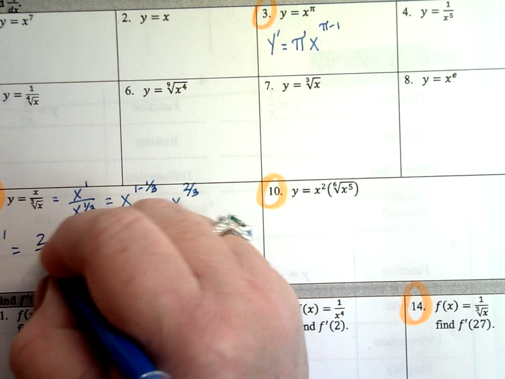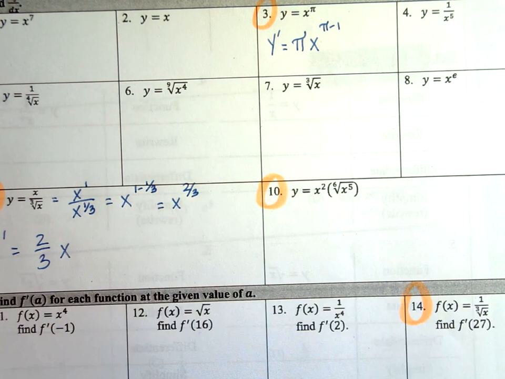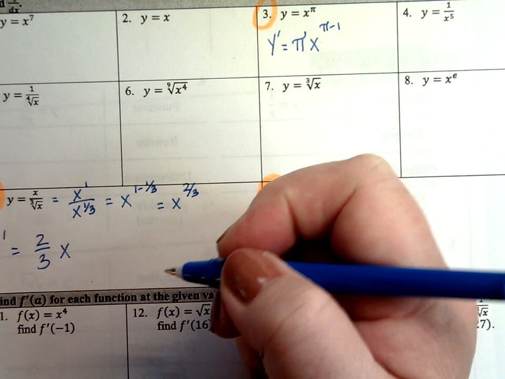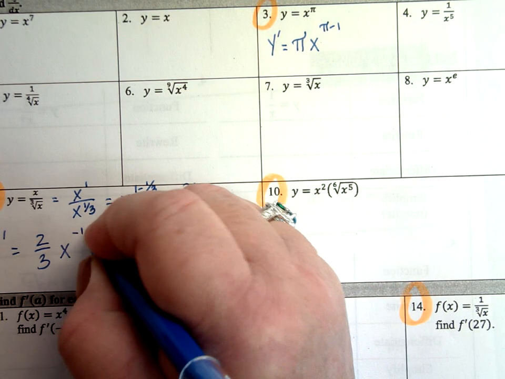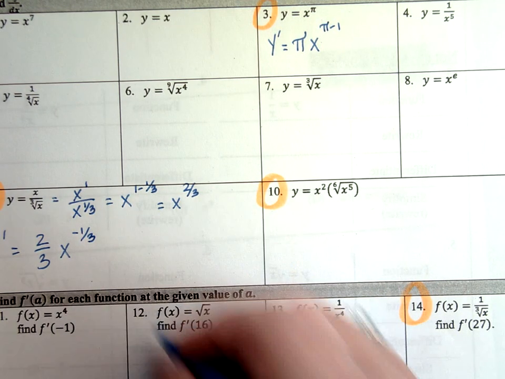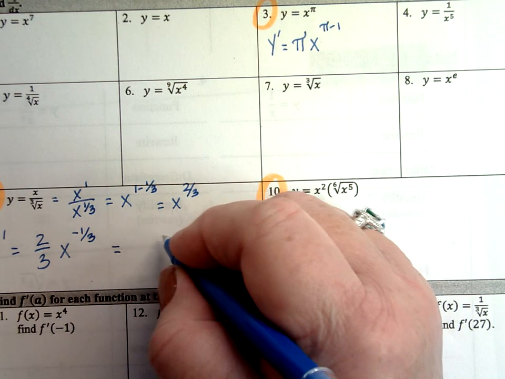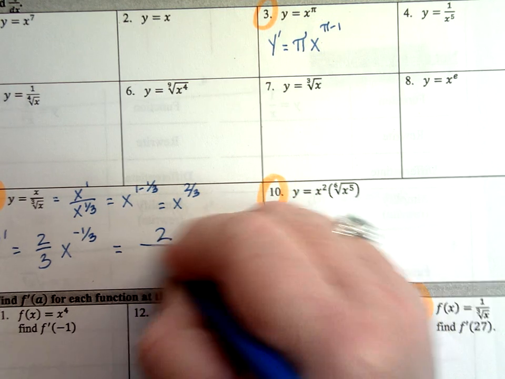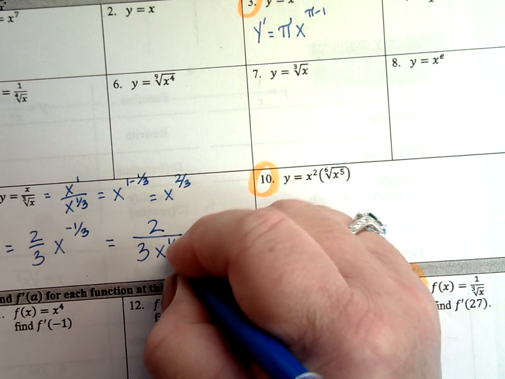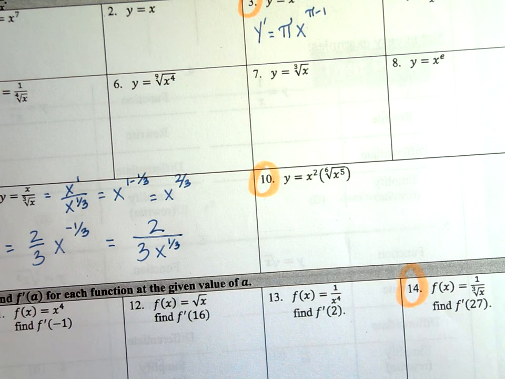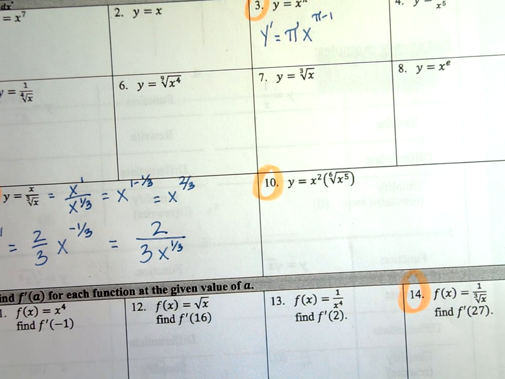Power comes down in front. X goes to 1 less power. 2/3 minus 1 will be 2/3 minus 3/3, or a negative 1/3. Make it pretty. If it's a negative exponent, it goes to the denominator. I have a fraction with a 2 up top, a 3 on the bottom, and I have an x to the 1/3. You could also write that as the cube root of x if you'd prefer. Either way is fine.